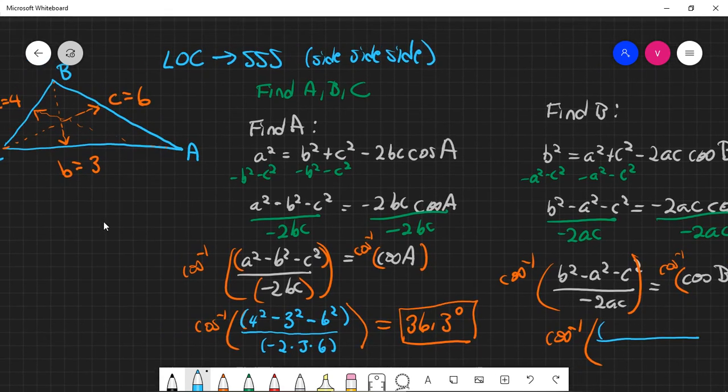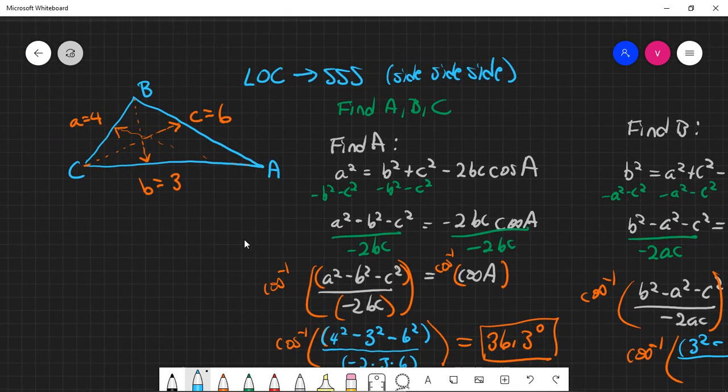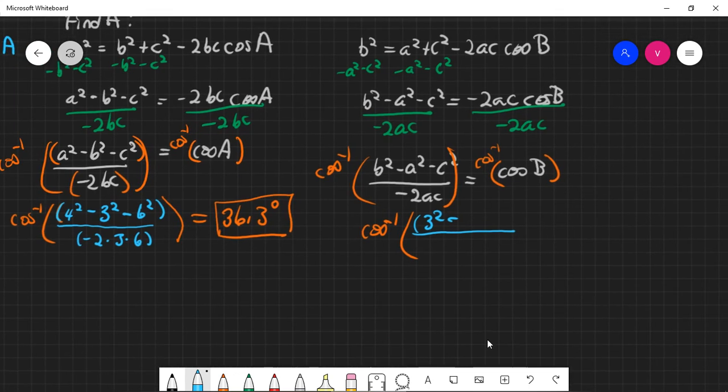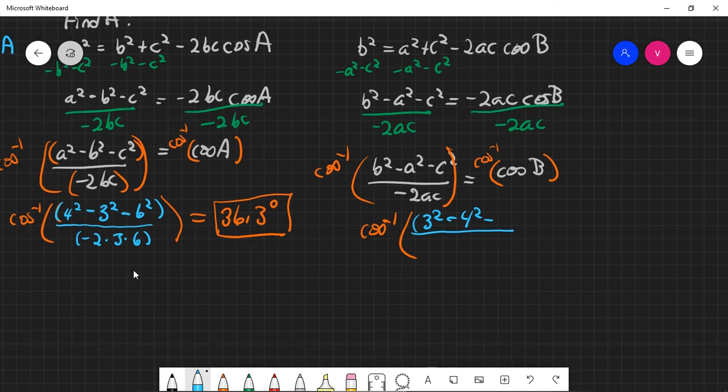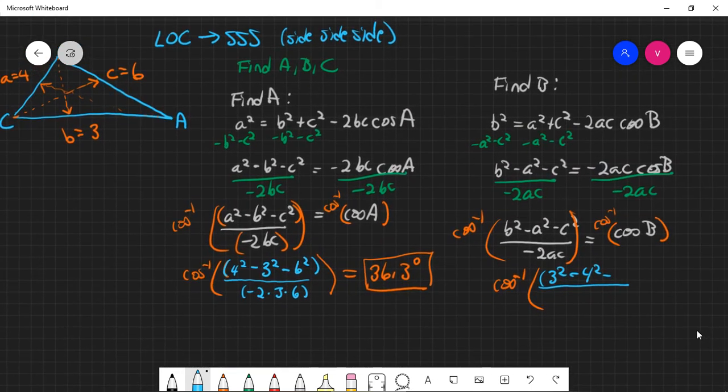numerator. What is B again over here? Look at that, B is equal to 3. So it's going to be 3 squared. What's A? A is equal to 4. So it's minus 4 squared. And what is C equal to? C is equal to 6, minus 6 squared. All of that over negative 2 times, and what was A again? 4 times C. What was C again? 6. You're literally plugging all of that in there, okay?